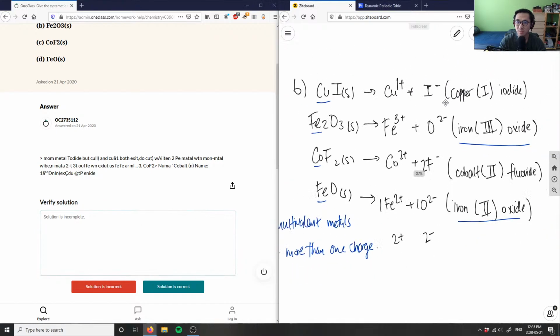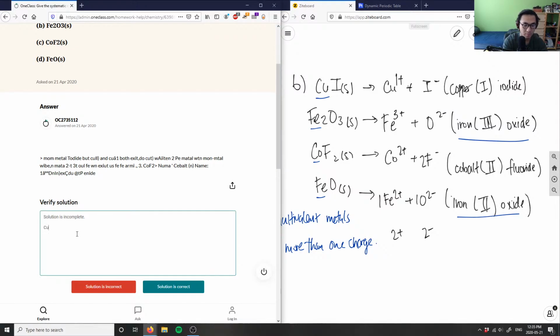And then I'm going to say that CuI, the naming or the name. So for CuI, copper iodide, copper 1 iodide, the charge on copper is 1 plus. Therefore, the name of the compound is copper 1 iodide. And then I'm going to copy and paste these guys because I'm going to have to write this up 4 times here.